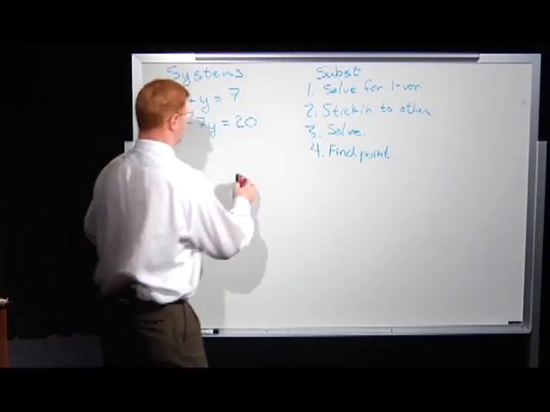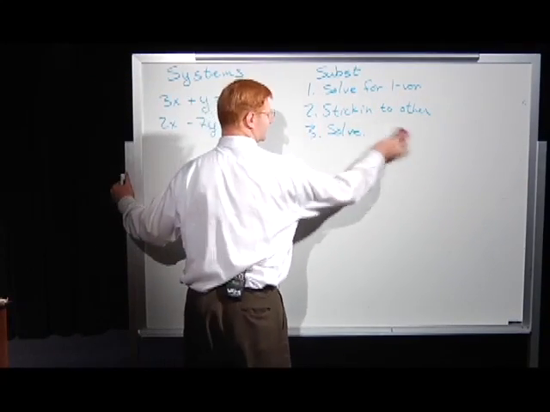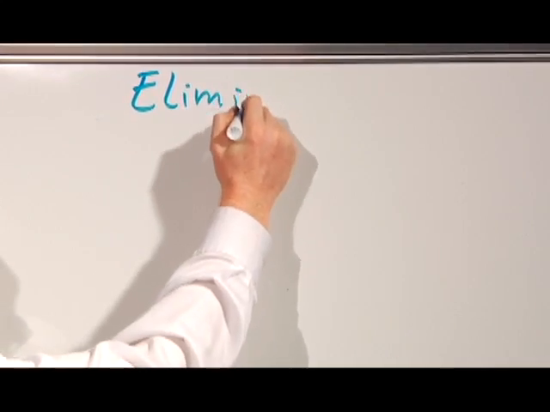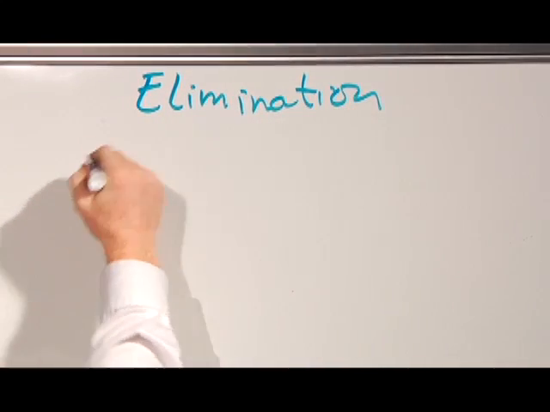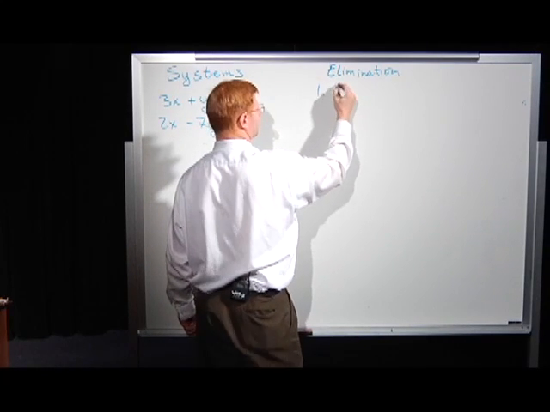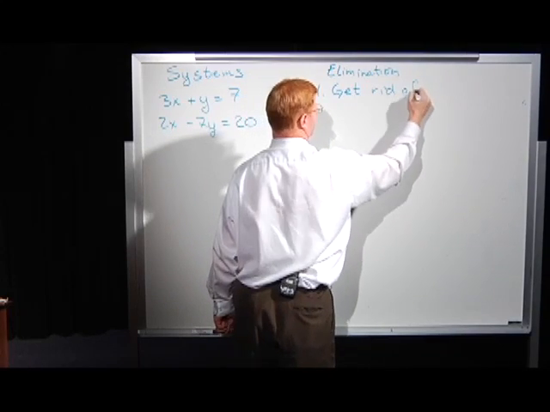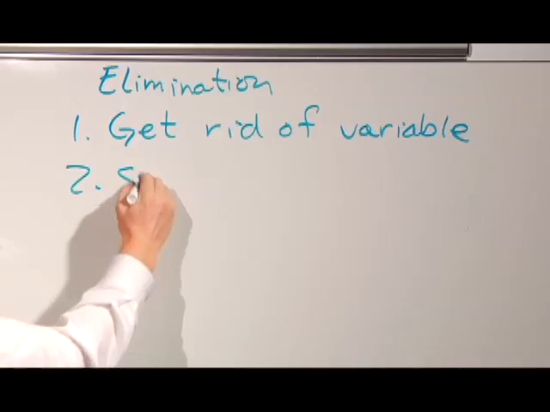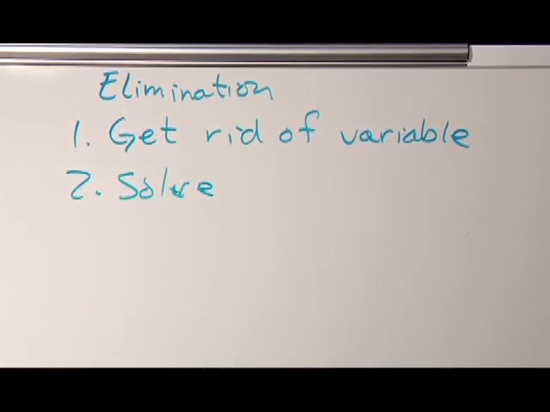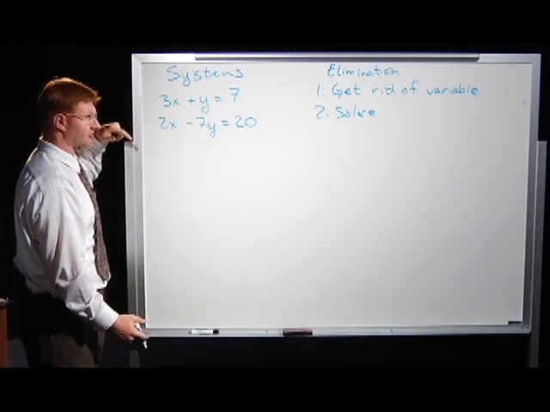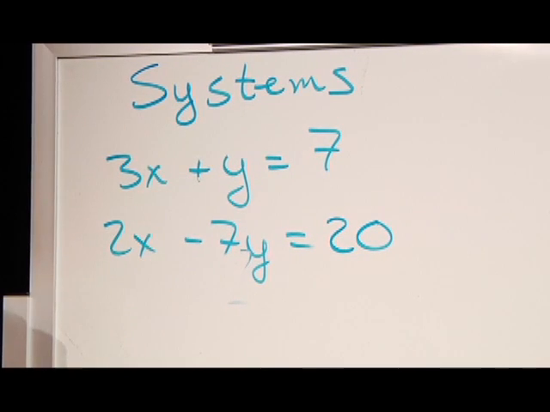Elimination is most valuable when solving for one variable is not easily seen. Elimination is exactly what it means: get rid of a variable, one of them, and you solve. For example, here, if we add these two things together, 3x plus 2x is 5x, and y and -7y is -6y, 27. It doesn't help us; we didn't get rid of anything.